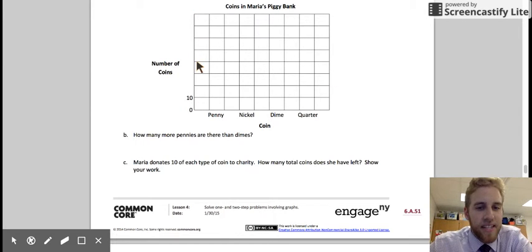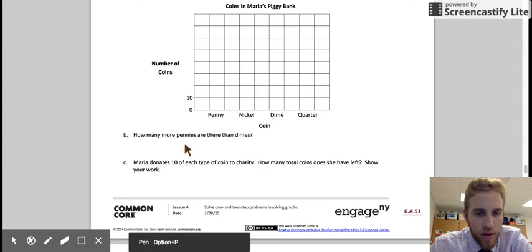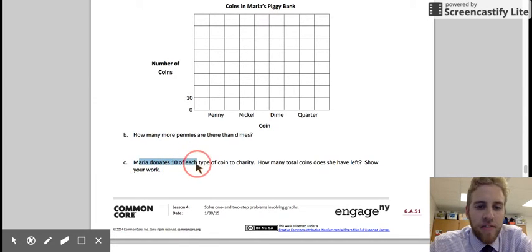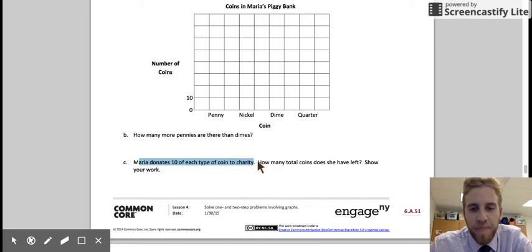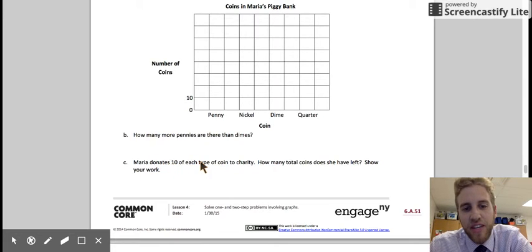All right, so this is the second help video, and when we left off, we were at part C, and it says Maria donates 10 of each type of coin to charity. How many total coins does she have left? Show your work. So when I'm looking at this problem, I see that Maria is going to donate 10 of each type of coin to charity. So when it says each, that means 10 pennies, 10 nickels, 10 dimes, and 10 quarters.